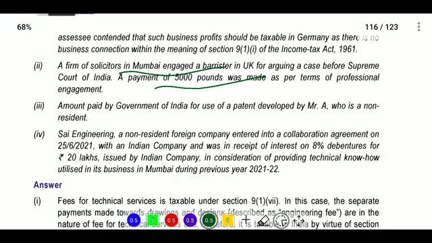Next, amount paid by Government of India for use of patent developed by Mr. A. Government of India is using the patent developed by Mr. A, who is a non-resident. That is the third question, where A is non-resident and he is receiving income from Government of India. So it will be taxable in India in the hands of Mr. A.